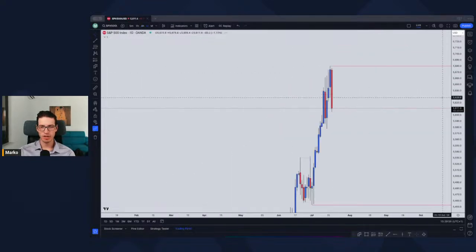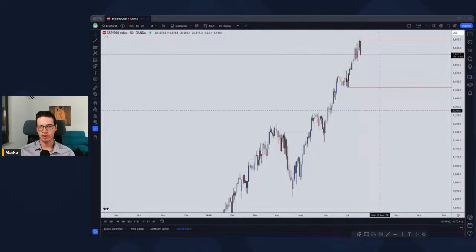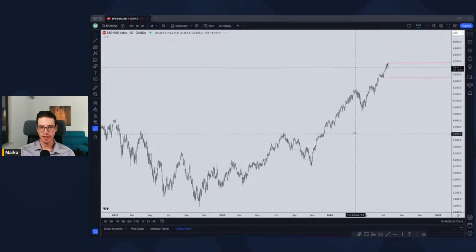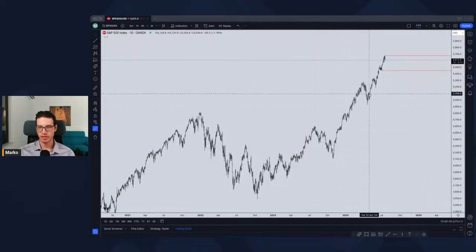The daily, let's check out the daily. Yeah, the daily is starting to print some major selling pressure as well, here and here. But still, we're in a huge uptrend. Huge uptrend for a very long time. From here, we have just been skyrocketing up.